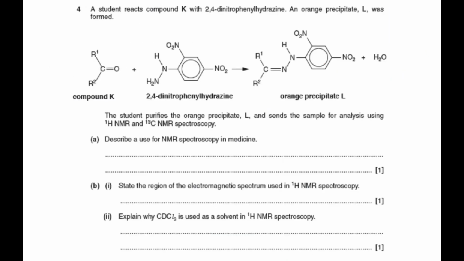Okay, let's just try another question here. This is from the 2015 paper. It says the student purifies the orange precipitate. This is testing, this is 2,4-dinitrophenylhydrazine. It's testing for a carbonyl group. Describe a use for NMR in medicine. So this is the MRI scanners, the magnetic resonance imaging scanners. State the region of electromagnetic spectrum that's used in NMR. It's the low energy radio waves.